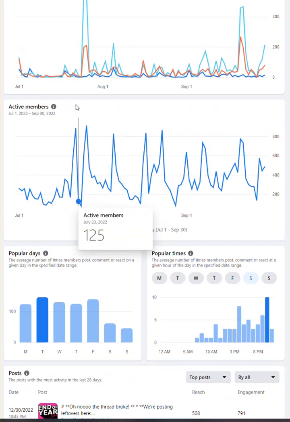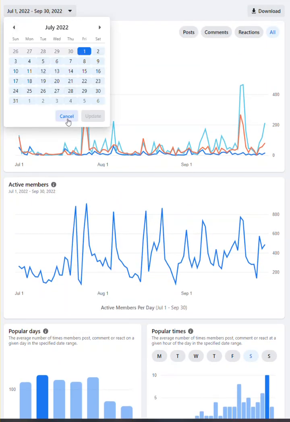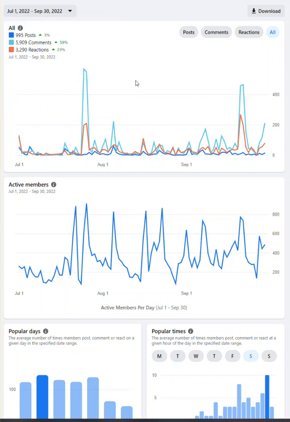Next, we'll go down to active membership. And for this, active membership is really a difficult thing to try to pinpoint because Facebook doesn't make it easy, right?